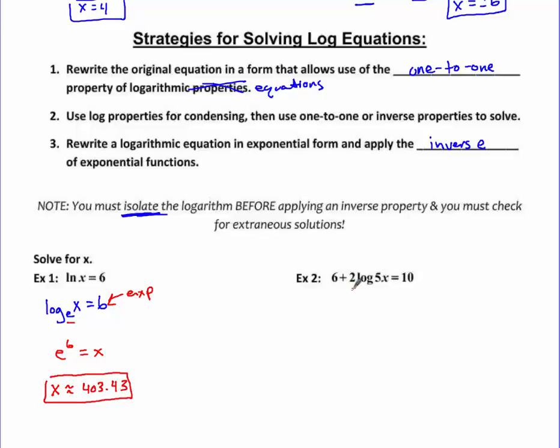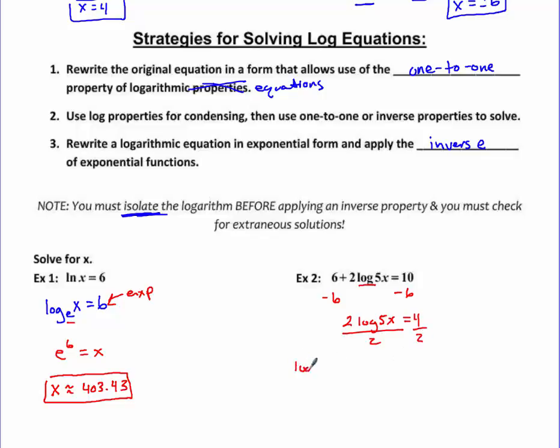All right, so move over here. We're going to try this one. Now, remember, we want to isolate the log, so we want it to just be log 5x and nothing else. So first step, subtract 6. So now we've got 2 log of 5x equals 4. Then we're going to divide by 2.